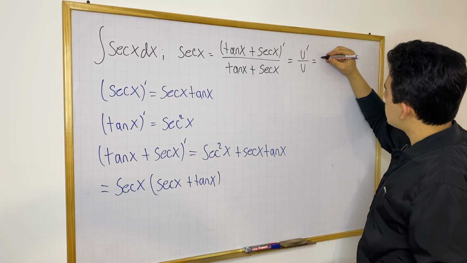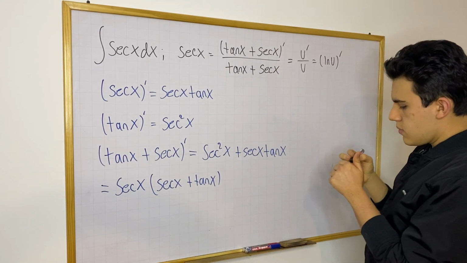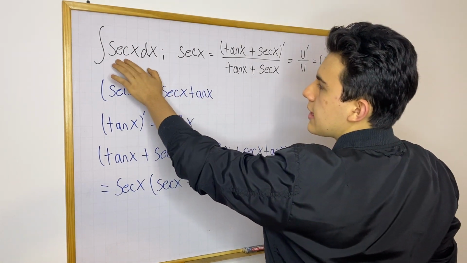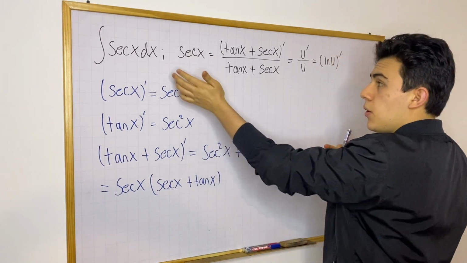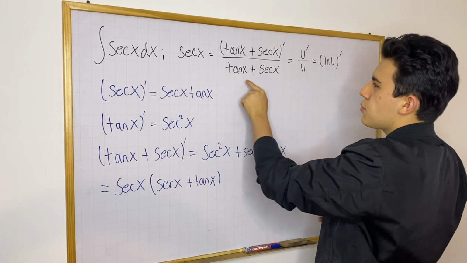So this is equal to the derivative of ln of u, okay? Now, here's what we're going to do. Instead of integrating secant x, we're going to integrate an expression that is equal to secant x. We know that expression will be this, okay? So instead of integrating secant x, we're going to integrate this, okay?